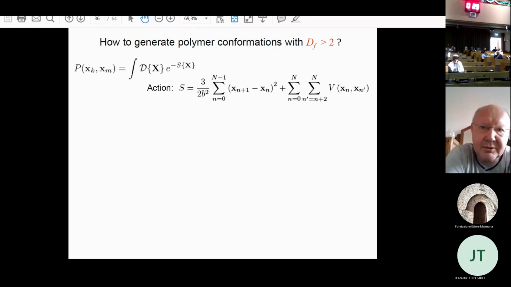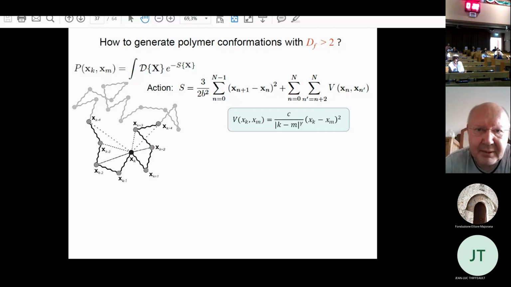And here, let me show you a few equations. We can compute the distribution function between monomers located at different points X. And typically, as usual, we have an action. What is written here? Here is the typical connectivity part, just the quadratic interactions between monomers which are nearest neighbors along the chain. And here we add some extra potential. The choice of this potential is a bit tricky.